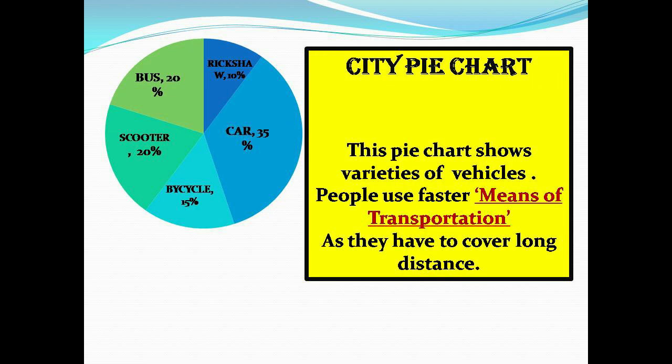Children, here is the city pie chart. This pie chart shows varieties of vehicles. People living in cities use faster means of transportation like car, bus, and scooter in comparison to rickshaw or bicycle, as they have to cover long distances in a short period of time.